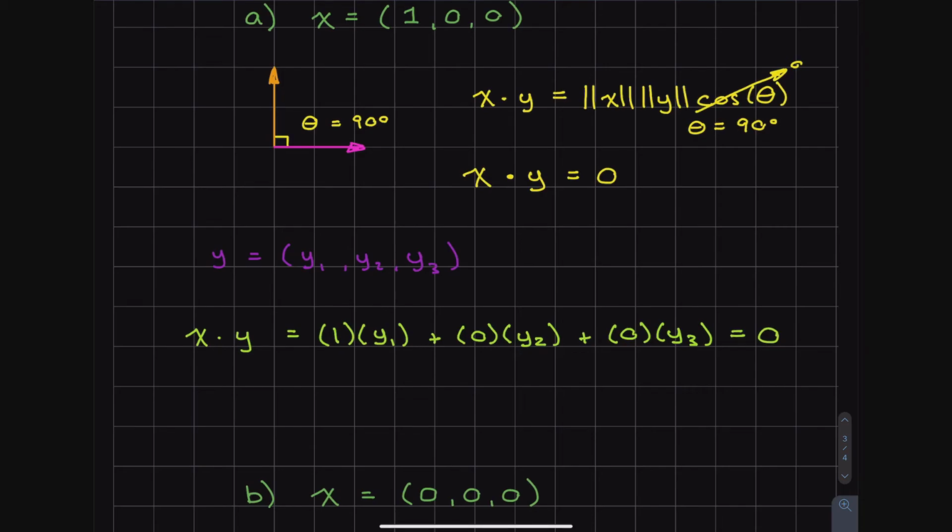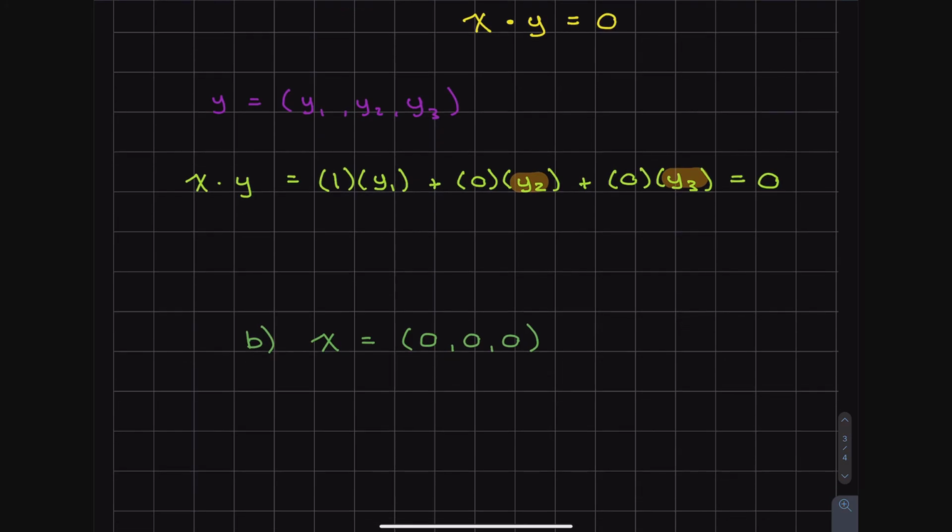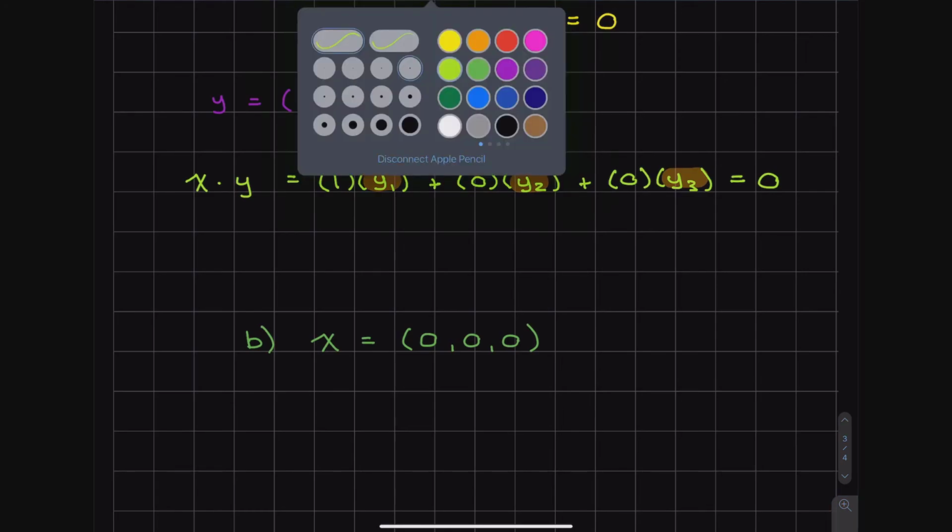So from here, it's really, really easy to see that if I were to look at the y2 and the y3, it doesn't matter what those are, because if we're multiplying them by 0, they'll be 0. The only limiting factor we have to consider is this y1. So for a vector to be perpendicular, we just need that y1 to be 0. And y2 and y3 could be anything else.